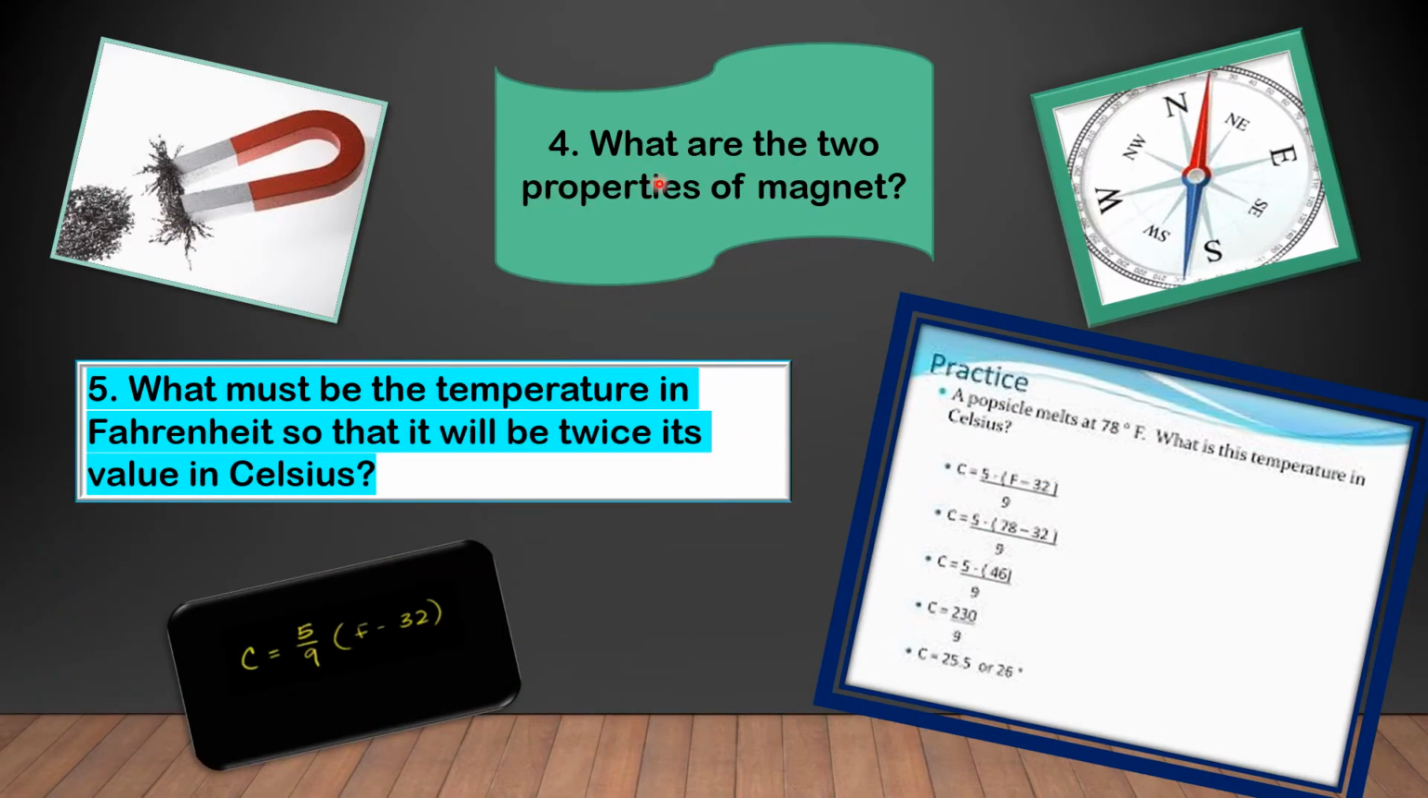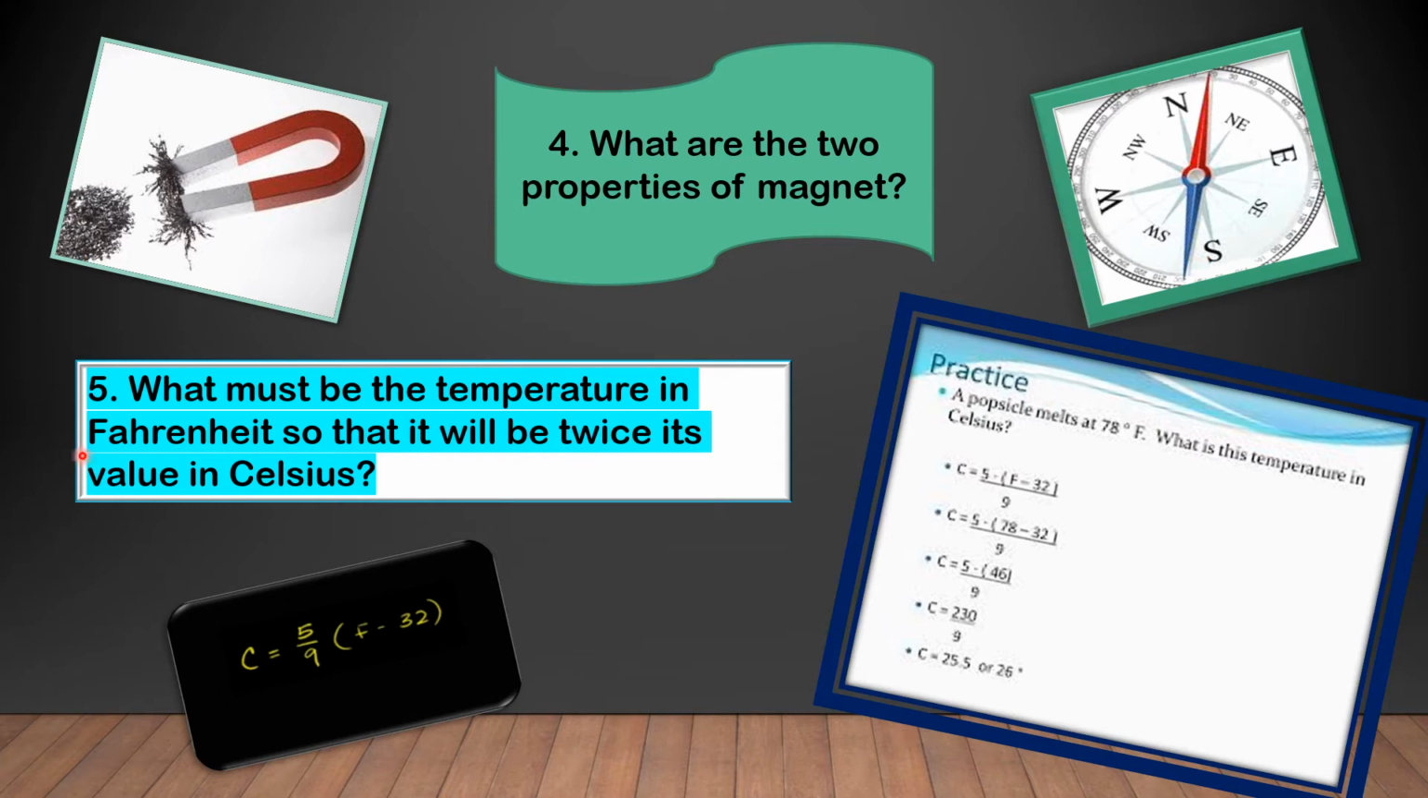Question number 4. What are the two properties of magnet? You know the two properties of magnets are, one is attractive property. So magnet can attract any magnetic substances or magnet can attract the opposite pole of other magnet also. And this one is directive property. Because of its directive property, magnet can be used in a compass. See, it's showing north-south direction. This is a magnetic needle.